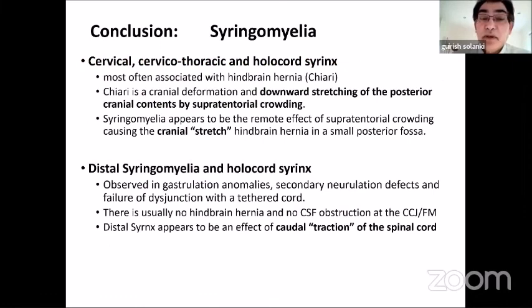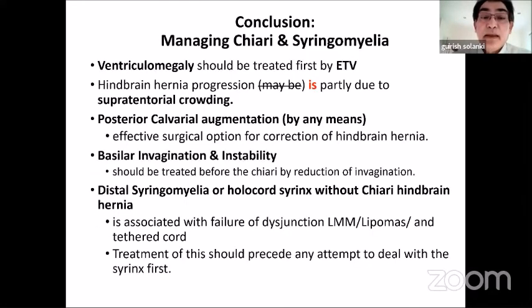And for syringomyelia, I don't treat the syringomyelia. Once I treat the Chiari or the tethered cord, I've been amazed to see how quickly the syrinx regresses and deflates. So I think that's the message from this meeting: we should stop calling it Chiari malformation and call it deformation, and certainly consider a calvarial augmentation, and treat instability and the hydrocephalus.